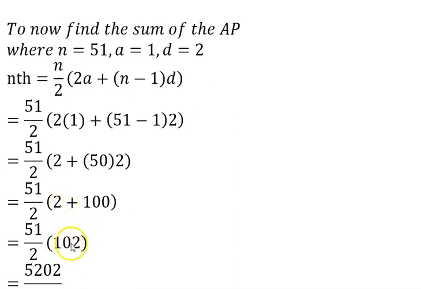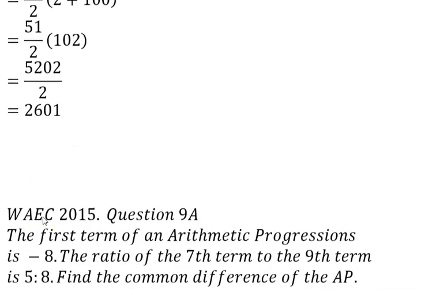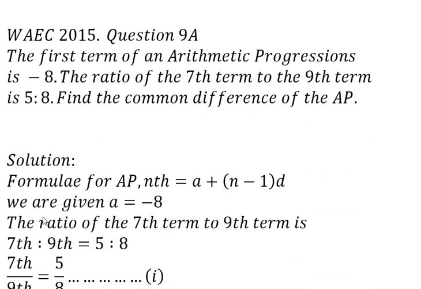So if you now say this 102 times 51, it will give us what? 5,202 divided by 2. And the sum of that AP will be what? 2,601. And the last question, WAEC question year 2015, question number 9a.